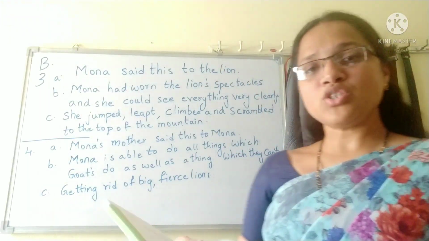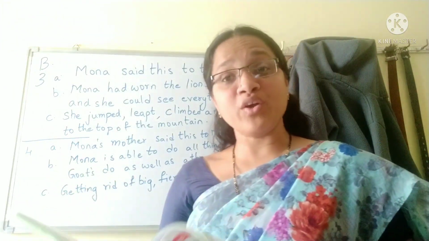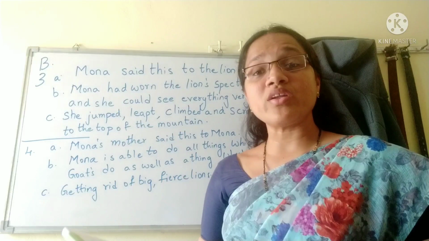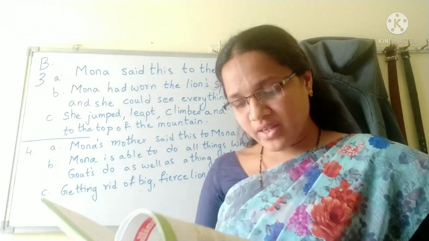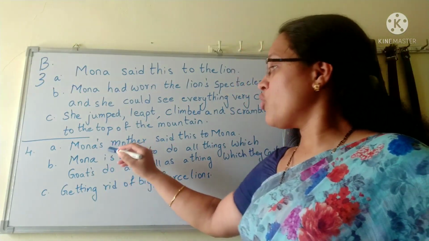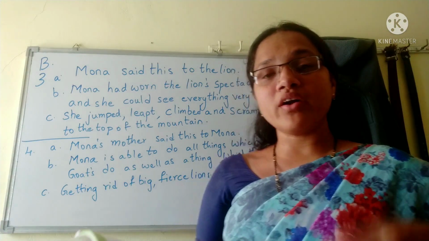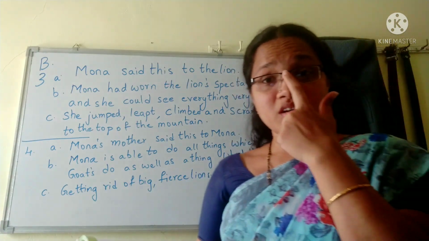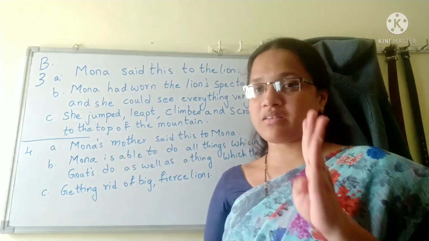Okay. Coming to the fourth one. But there's something else you are very good at. Okay. So someone is saying there is something else you are very good at. Who said this to whom? So who said these words? Mona's mother said these words to Mona. Okay, because in the beginning of the story, Mona does not know how to jump, leap, climb and scramble, isn't it?